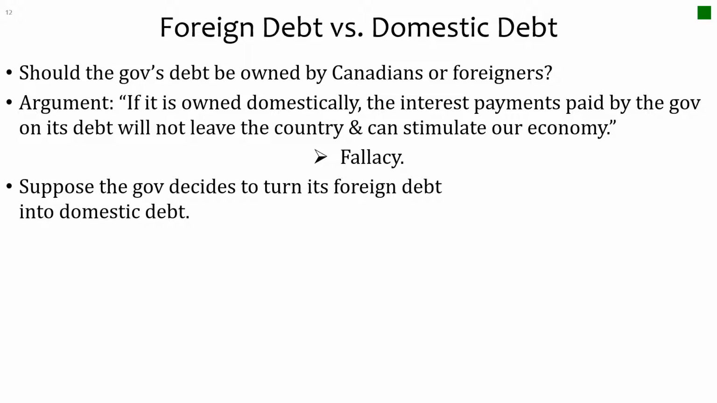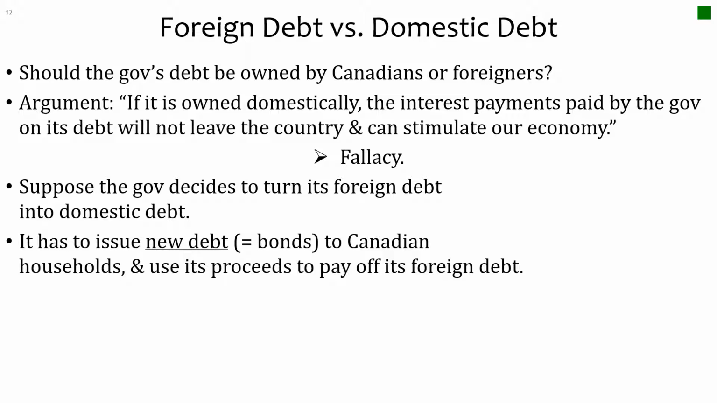So suppose the government decides to turn its foreign debt into domestic debt. Remember, the government's debt is the same as bonds, and bonds is basically when the government sells this piece of paper which promises future payments, right? It's a form of saving. It's a form of investment by individuals, right? So the government has to issue new bonds to Canadian households and use its proceeds to pay off its foreign debt.